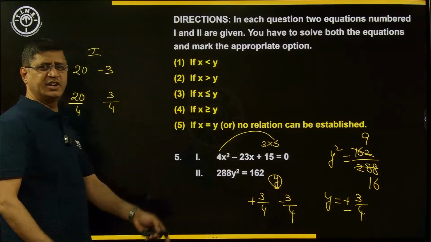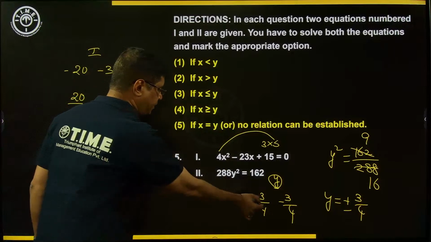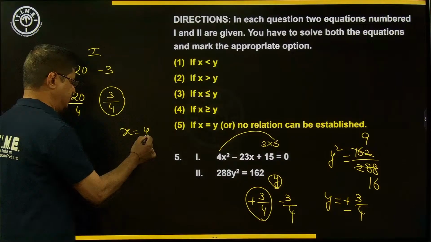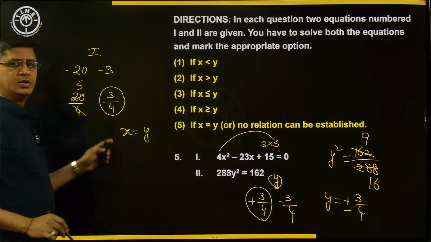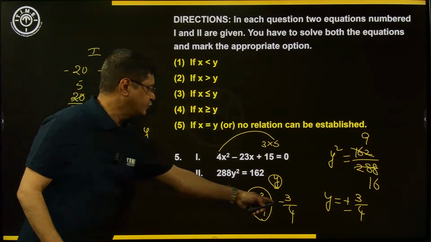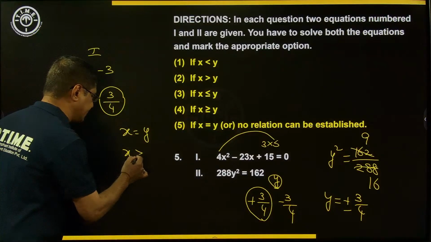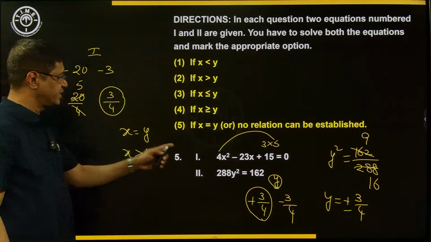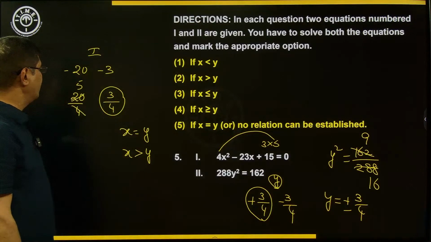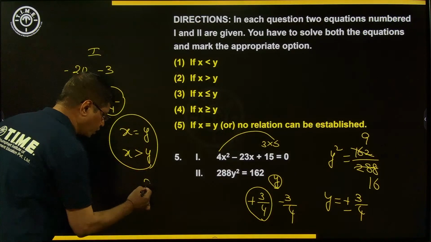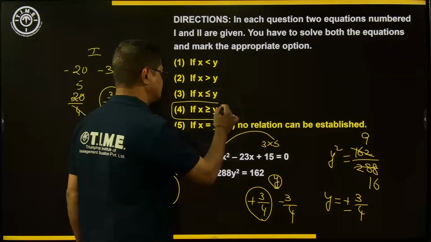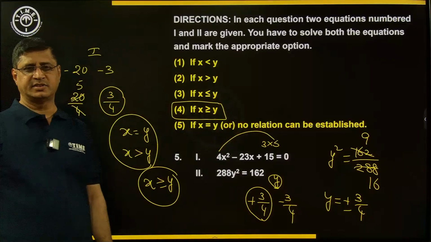Okay. Now observe the relation, how these are related. 3 by 4 and 3 by 4 both are the same. Both are the same means x is equal to y. Here the first quadratic equation roots, one of the roots is 5. 5 is greater than these two values, means x is greater than y. 3 by 4 is greater than minus 3 by 4. So one time it is greater than, one time it is equal. Then what is the relation? Combining these two, we get x greater or equal to y. The right choice, option 4. Choice 4 is the right answer.